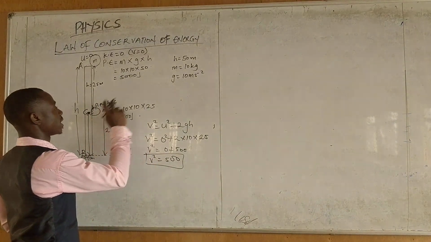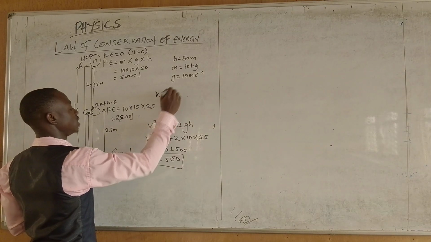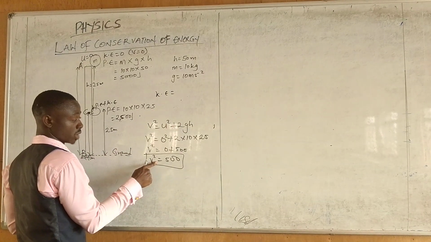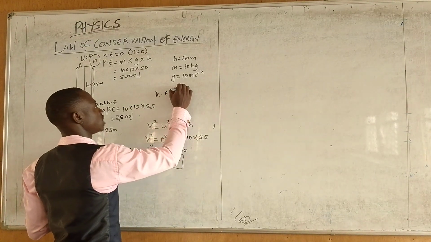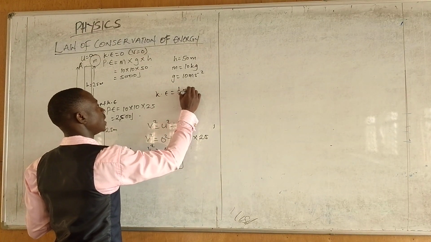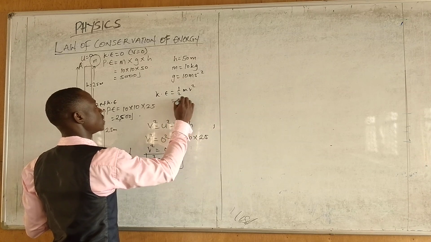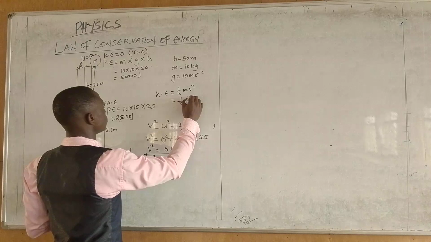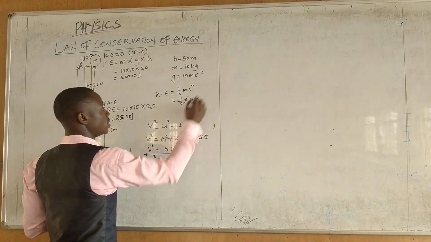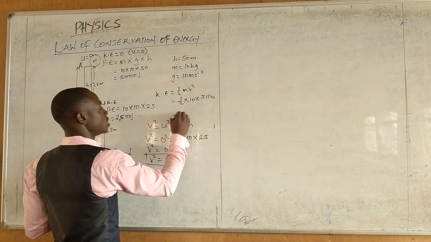So what is now going to be our KE? If you want to find the velocity, you can do so. You just find the square root of 500. KE is half mv squared. So let's calculate our kinetic energy here. That's half times the mass. The mass remains 10. Then what is our V squared? V squared is 500. So let's deal with this.